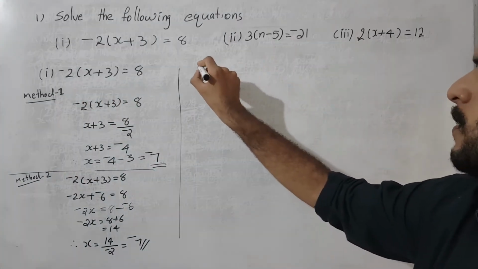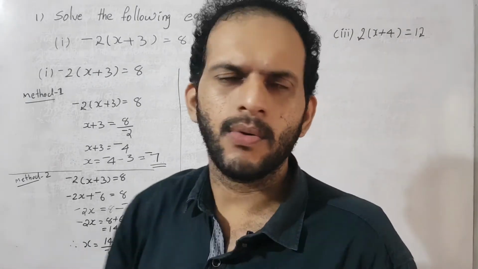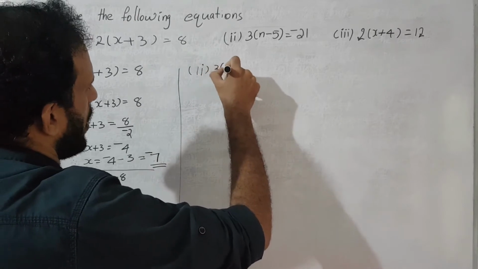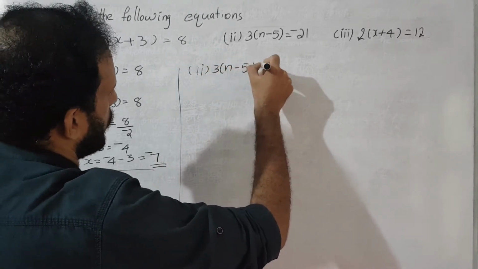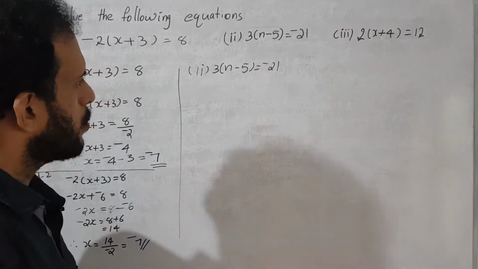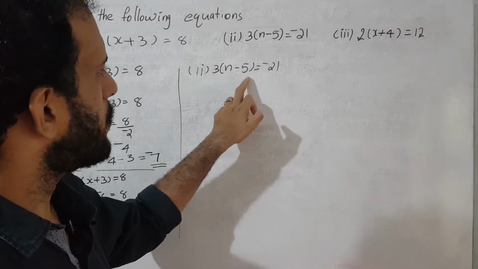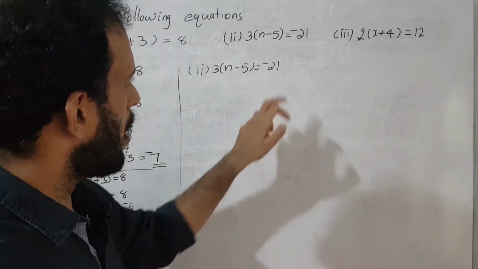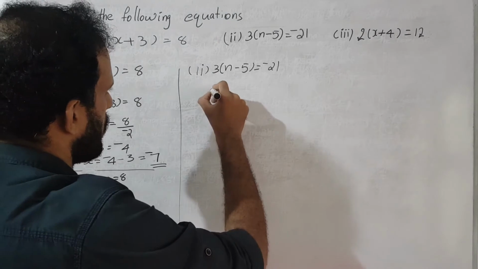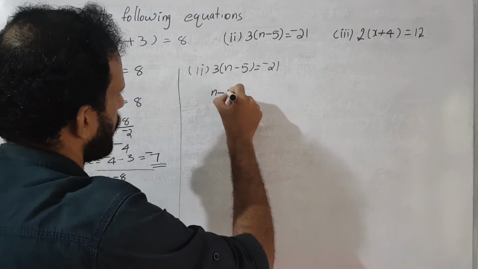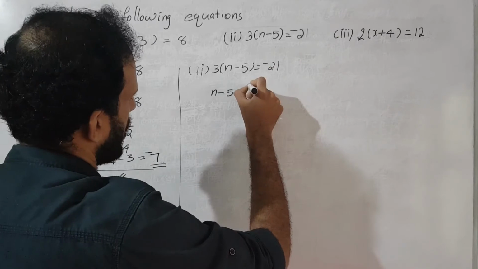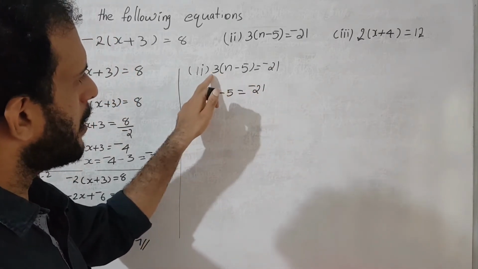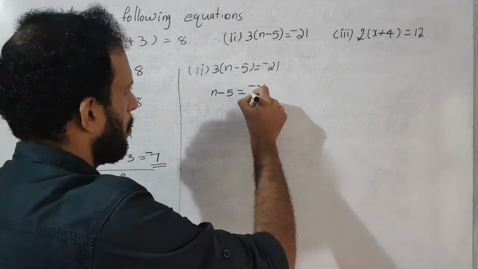Okay. The second question is like this: 3 into n minus 5 is equal to minus 21. Here also we are multiplying n minus 5 by one common number, 3. So the first step is transposing 3 to the RHS. Okay, then what is remaining here? n minus 5. Then n minus 5 is equal to, which one do we write first? Minus 21. Here n minus 5 and 3 are multiplied, so the transpose is division by 3.